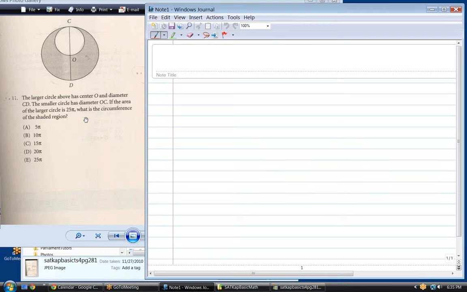However, the one thing about circles is that radius tells you everything. If you know the radius of a circle, you know its area, you know its circumference. Likewise, if you know its area, you know its radius and its circumference. In other words, you only need to know one of the three things, and you know everything there is to know about that circle. So if the area of the larger circle is 25 pi, what is its radius?